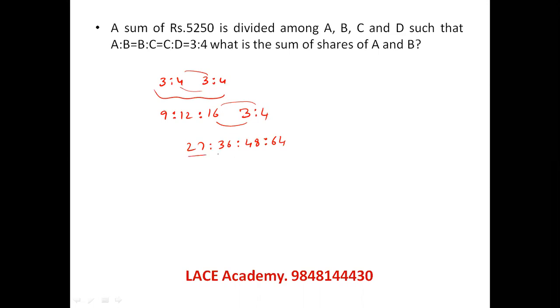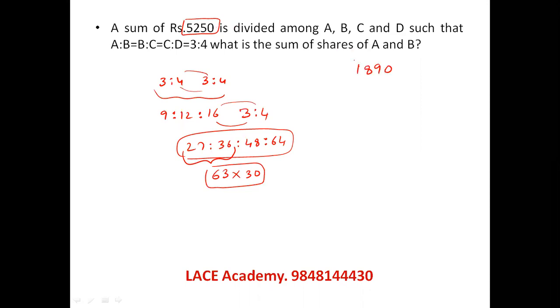Total number of parts: 27 plus 36 is 63, 111, 175. 175 parts are to be made out of 5250. 525 divided by 3 is 175. So each part is equal to 30. He is asking the sum of A and B. The sum of A and B is 27 and 36, 63 parts. So he is asking what is 63 into 30. 63 into 3 is 189. So our answer should be 1890. That's it. See this in the options, go to the next question.